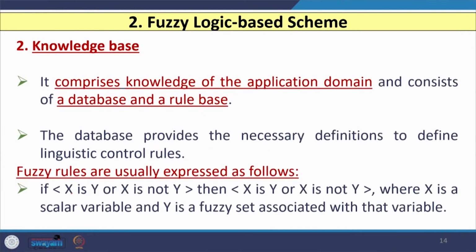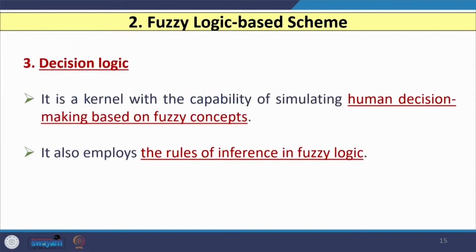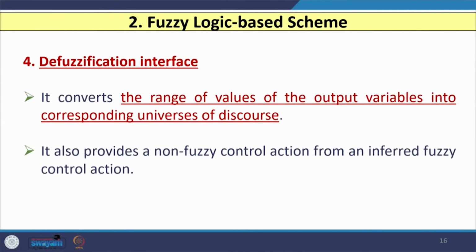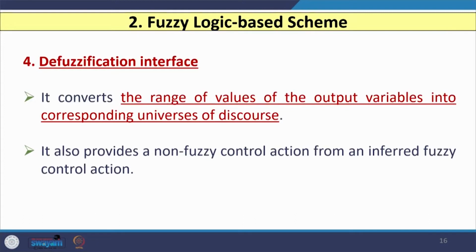The third block is known as the decision inference logic block. The decision logic block is a kernel with the capability of simulating human decision making based on fuzzy concepts, and it also employs the rules of inference in fuzzy logic. And the fourth block is known as the defuzzification interface. In this block, it converts the range of values of the output variables into corresponding universes of discourse. It also provides a non-fuzzy control action from the inferred fuzzy control action.